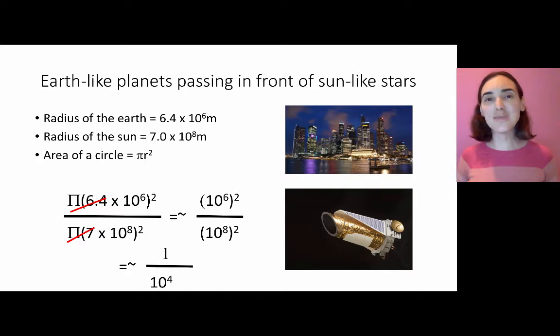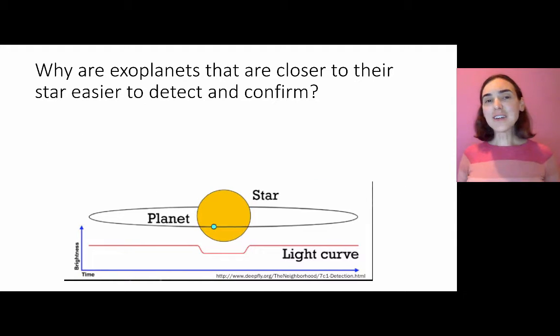This fraction is going to be the same whether the Earth is close to the Sun, like kind of at the distance of Mercury, or whether the Earth is far away from the Sun. Those aliens are going to see that same fraction of the starlight blocked as the Earth passes in front of the star. So 1/10,000th. Well, so then why are exoplanets that are closer to their stars easier to detect?